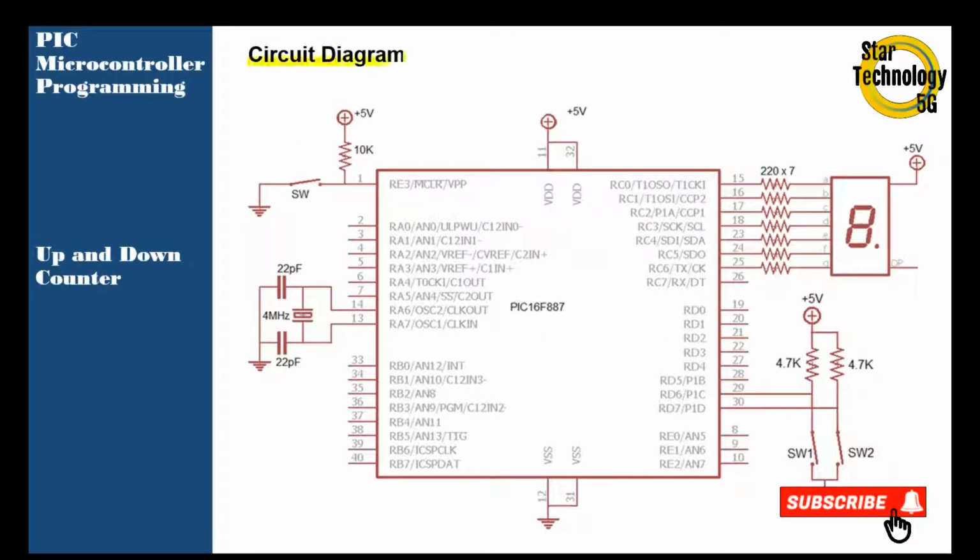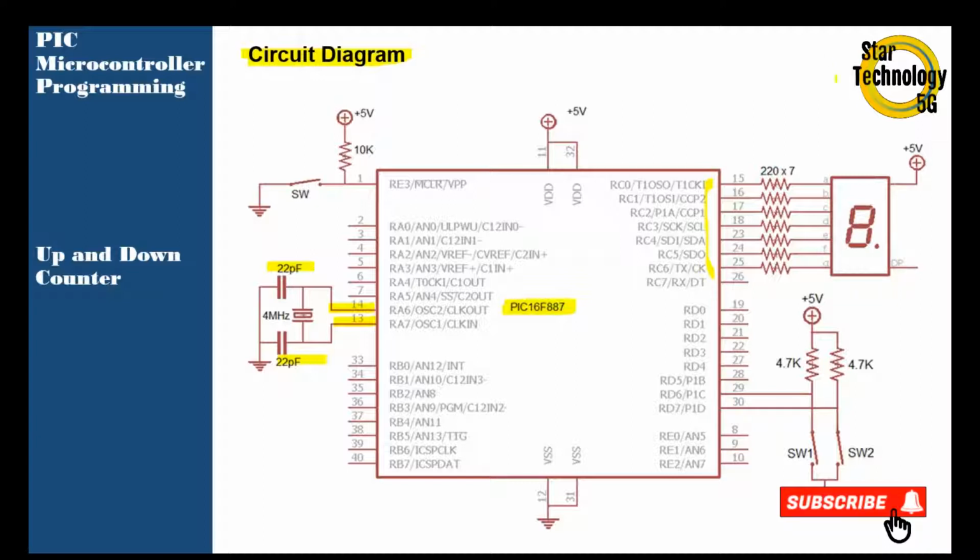Circuit diagram. Here is the circuit diagram we will use in our project, that is PIC16F887. Pin number 14 and 13 are interfaced with the 4 MHz crystal, and we are using 22 pF capacitors. Pin number 1 is the reset pin. Here is port C. Port C is interfaced with the 7 segment display.